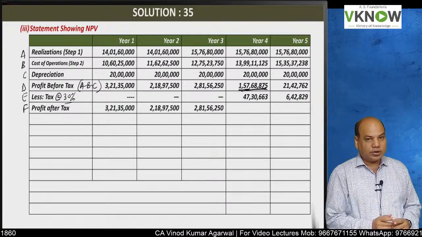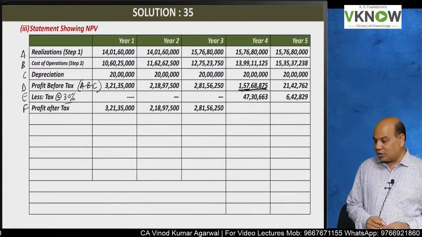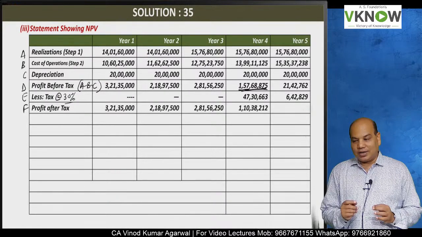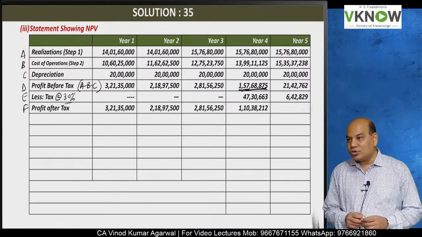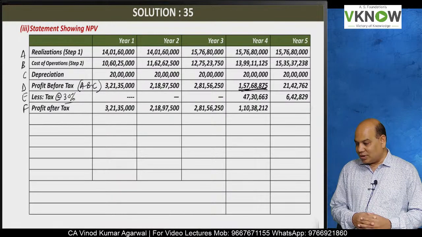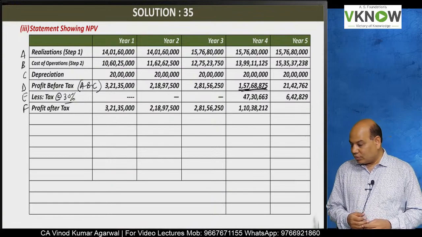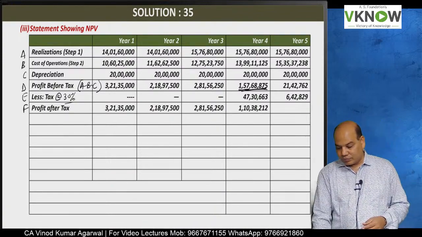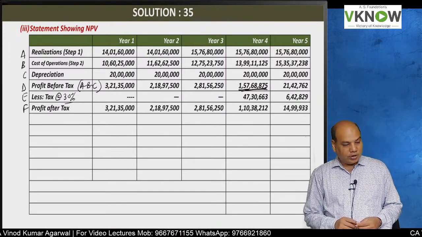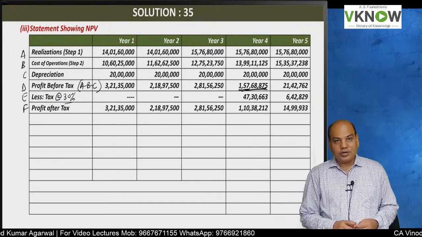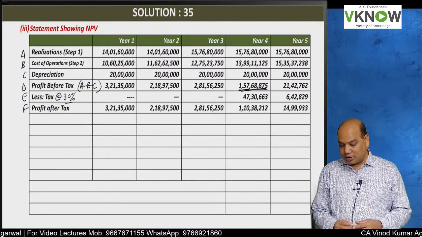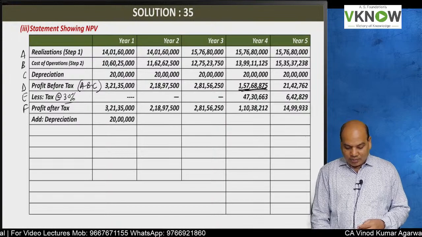Anybody for the fourth year? Fourth year, PAT 1 crore 10 lakh 38,212. Very good. Next, last one. Last year is how much? 14 lakh 99,933. 14,99,993, and now write down add back depreciation.